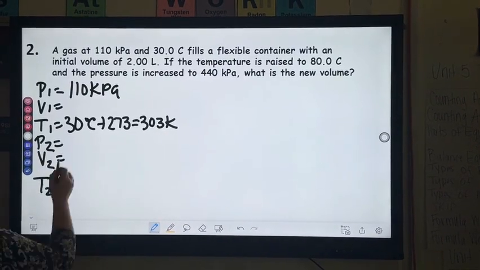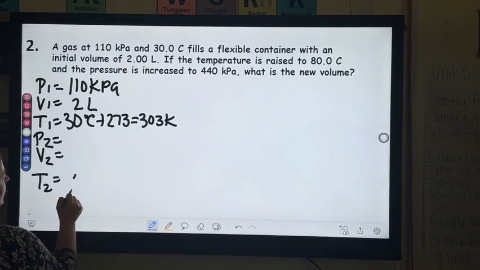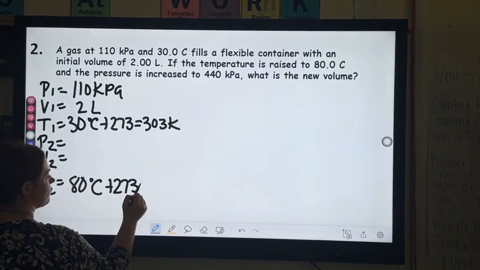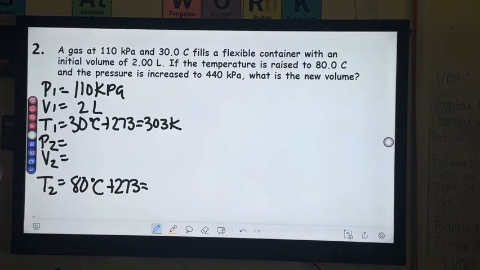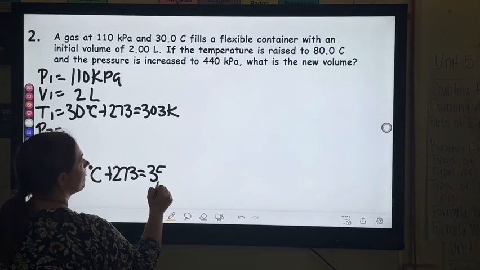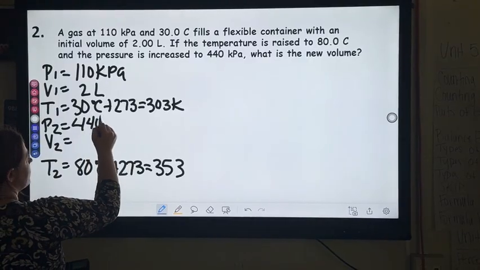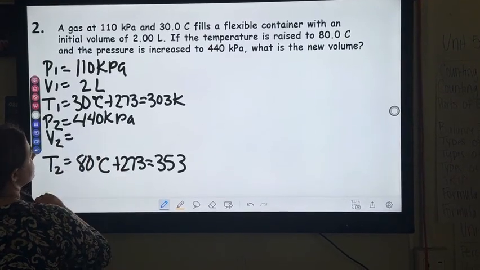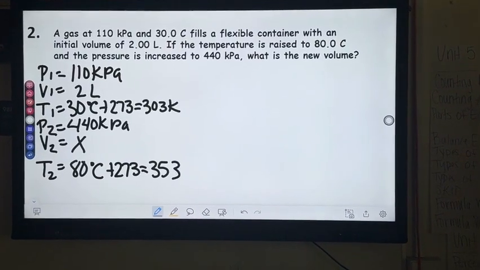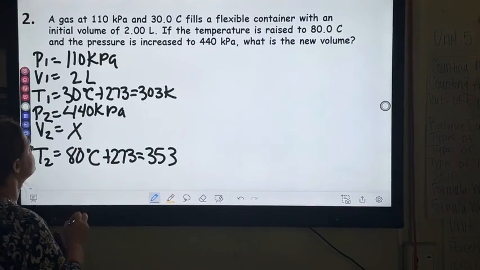With an initial volume of 2 liters, the temperature then goes up to 80 degrees Celsius. We don't want Celsius, we need to add 273. So 80 plus 273 is 353. Our new pressure is 440 kilopascals. So we want to know what our new volume is. So our new volume will be X. We know it's P1 V1 over T1 equals P2 V2 over T2.